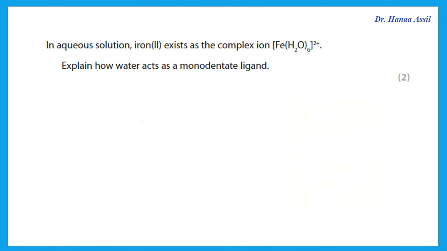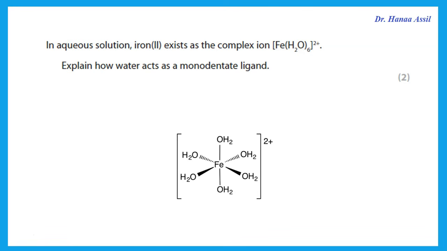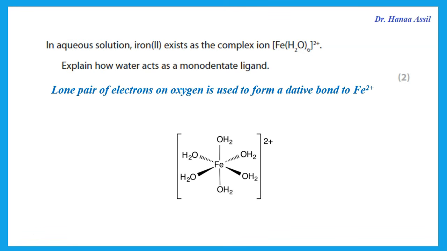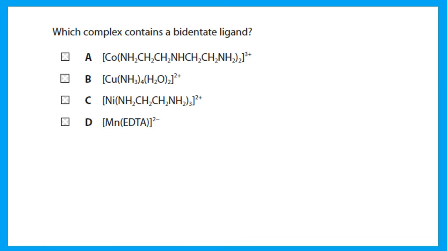So, if we have this question, in aqueous solution, iron 2 exists in this form. Explain how water acts as a monodentate ligand. Remember, we said a ligand is one that has a lone pair of electrons that is used to form a dative bond. So, water has a lone pair of electrons on oxygen that is used to form a dative bond to the central metal ion. Which complex contains a bidentate ligand?